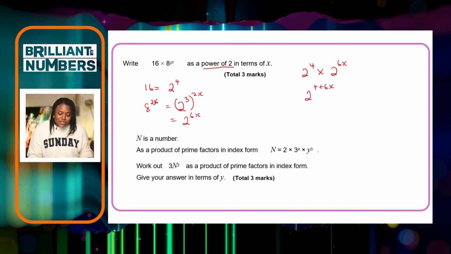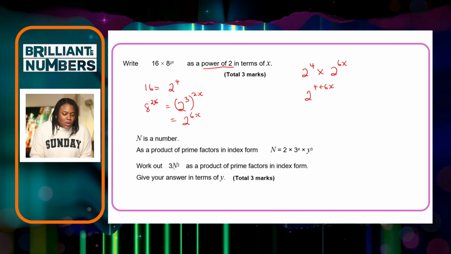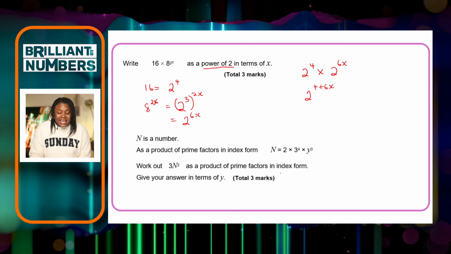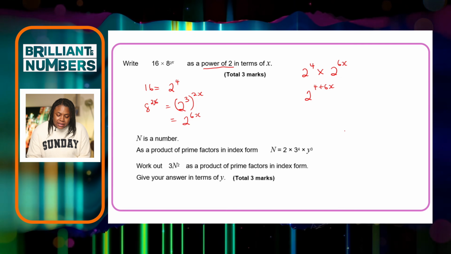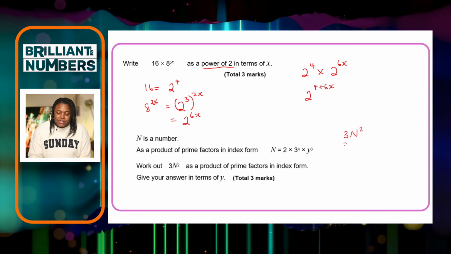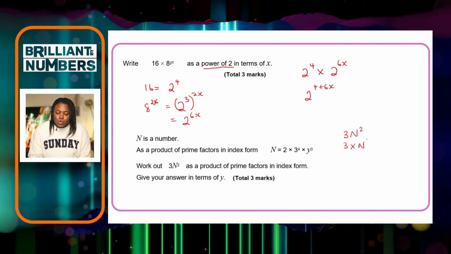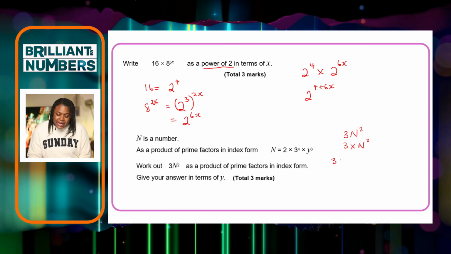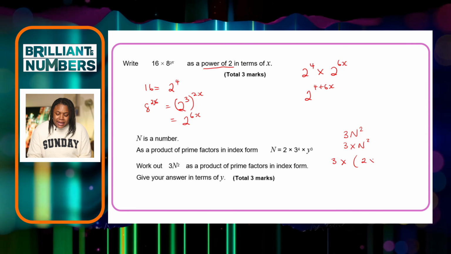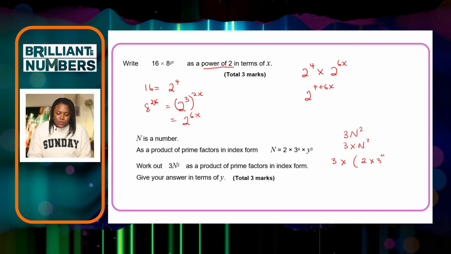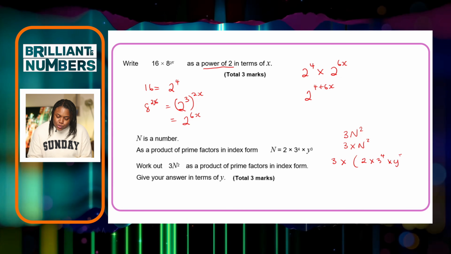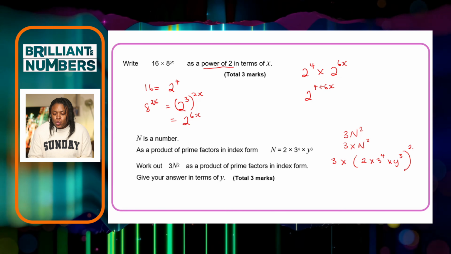So we are asked to work out 3n squared as a product of its prime factors in index form. So we need 3n squared, which is essentially 3 times n squared. So 3 times n is equal to, let's put a bracket, 2 times 3 to the power of 4 times y to the power of 3 as well, and that is being squared.